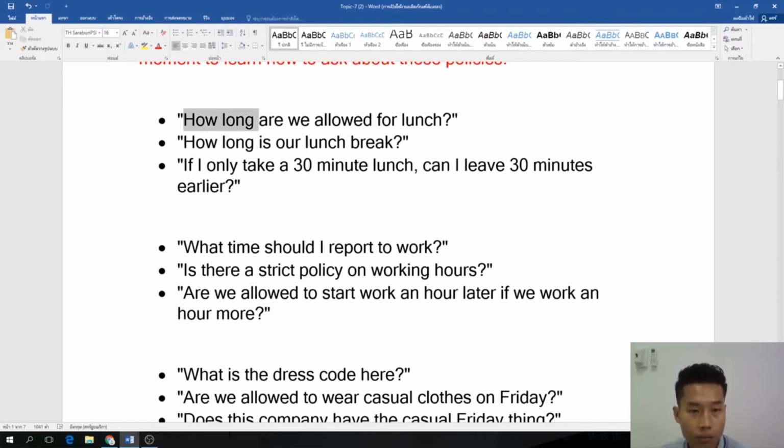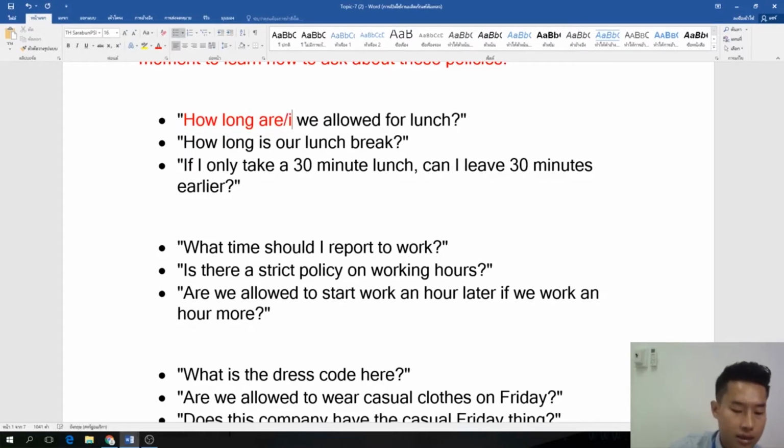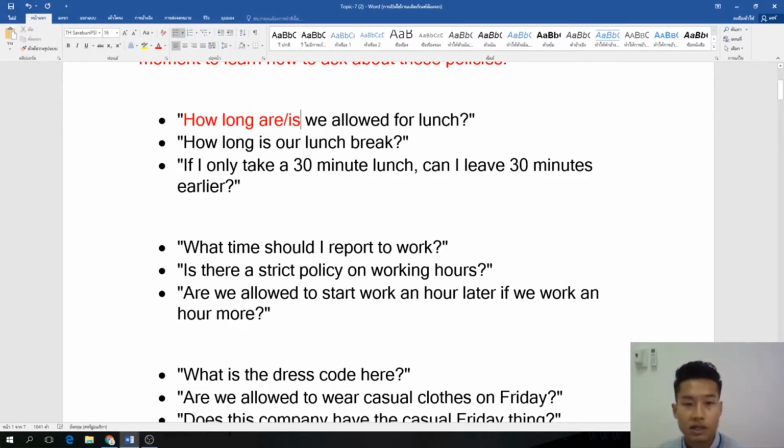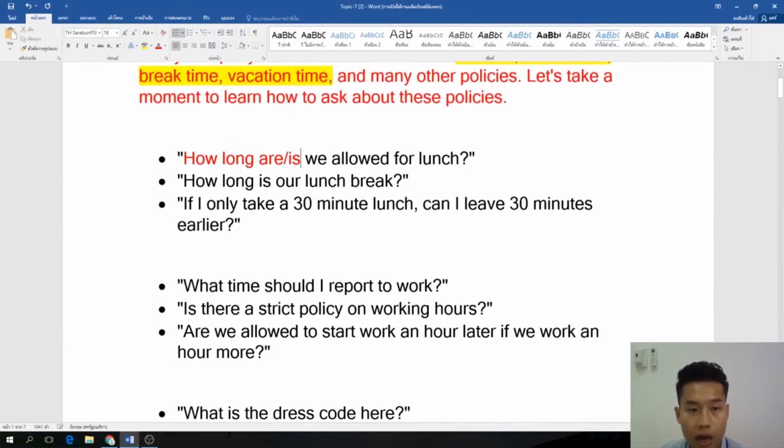How long? This one is very important. How long are we, or how long is she, allowed for lunch? How long are we allowed for lunch? How long? Very important. Number two, how long each?